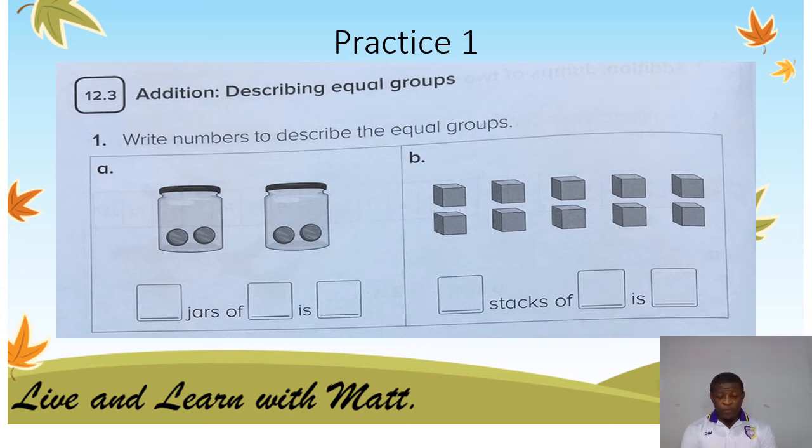Okay, so part 1A. What do you write? Did you get the same as teacher? 2 jars of 2 is 4. Well done if you get it right. Good job. Now part B. What did you get? What did you write? How many stacks? 5 stacks of 2 is 10. Is that correct? Well done. Good job. Okay, good job everybody. Now let's go to number 2.